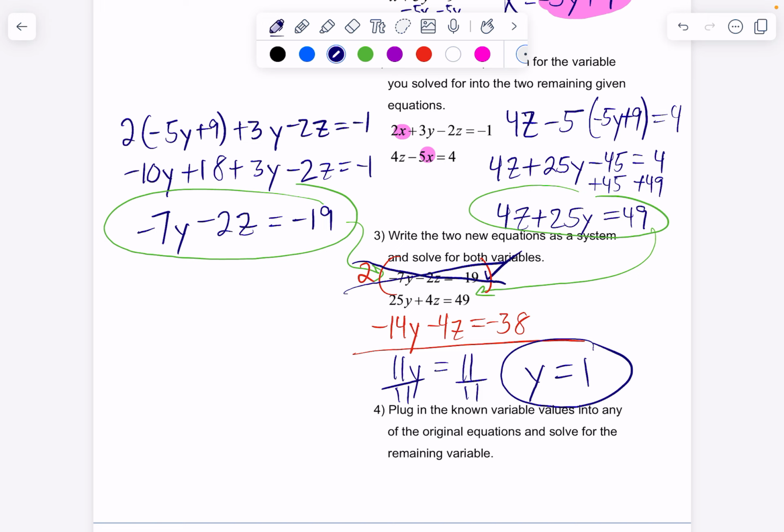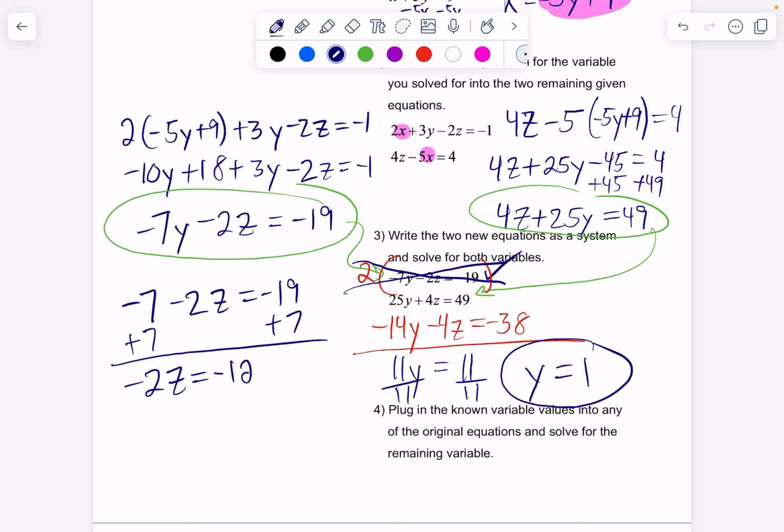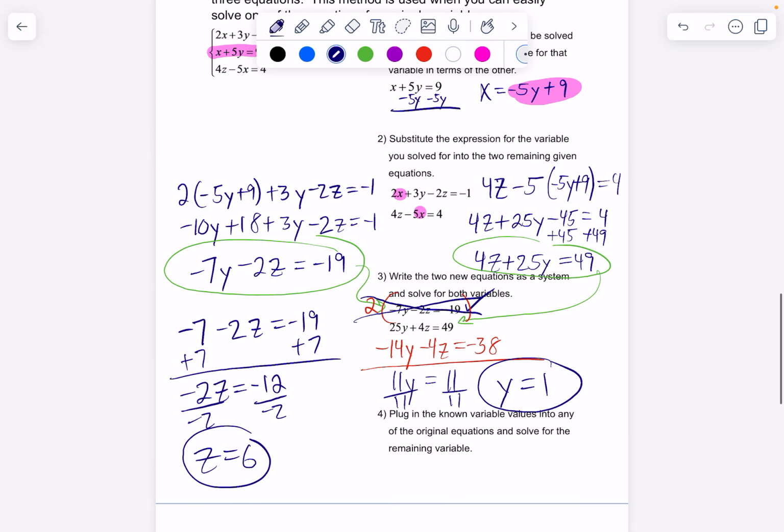Now that I have my y, I can go ahead and plug that into the 7y minus 2z equals negative 19 equation and solve for z. So I have negative 7 minus 2z equals negative 19. Add the 7. Negative 2z equals negative 12. Divide by negative 2. Z equals 6. And now I have y. Now I have z. I can go back to my original equation of x equals negative 5y plus 9. Plug in my y. And x equals 4. So my solutions would be 4, 1, 6.